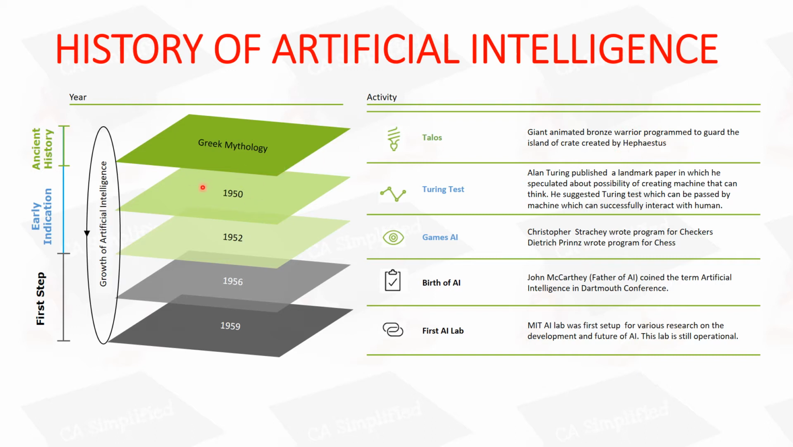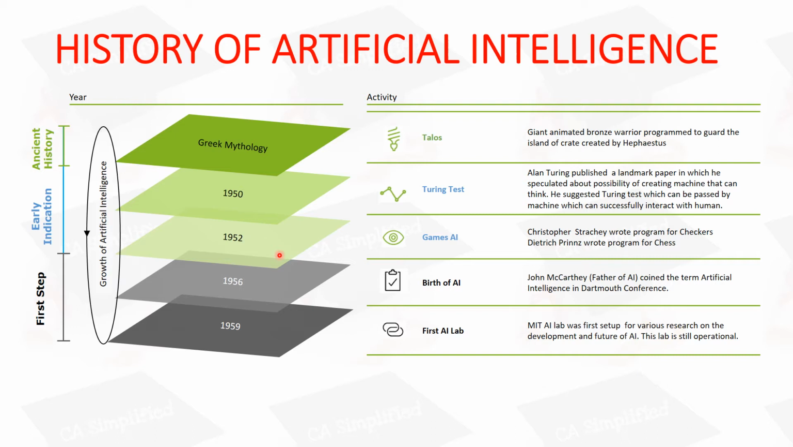Then in 1950, a landmark year for artificial intelligence, saw Alan Turing talking about the ability of a machine to think like a human. He even provided the Turing test, which, based on certain parameters, assessed whether a machine is able to think like a human or not. Unfortunately, no machine was able to pass the Turing test at that time.